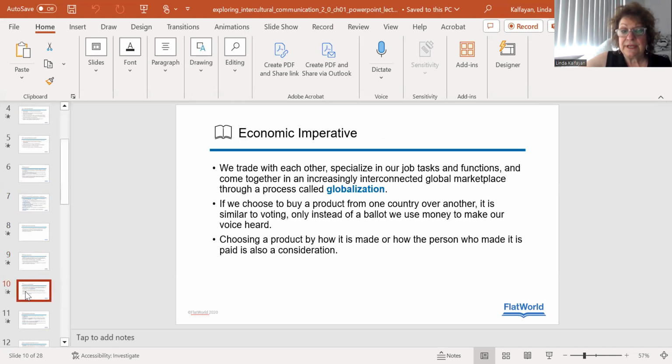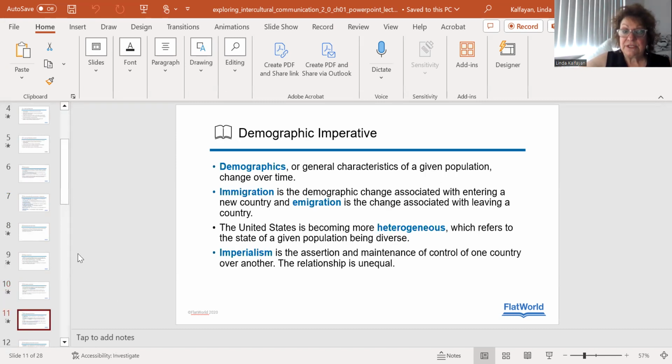Okay, and then we're going to learn that globalization is a big word. So we trade with each other, specialize in our job tasks and functions, and come together in an increasingly interconnected global market through a process called globalization. And I think your generation definitely knows globalization more than perhaps mine because of all the marketing. So again, you can go through these slides and read the additional information to help you understand it.